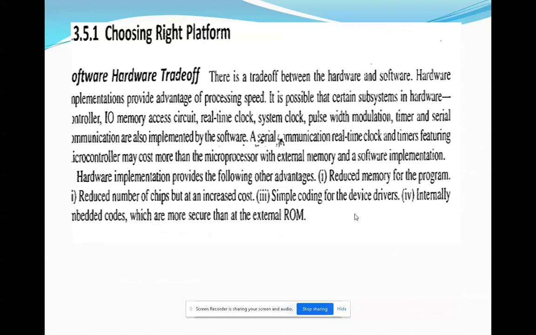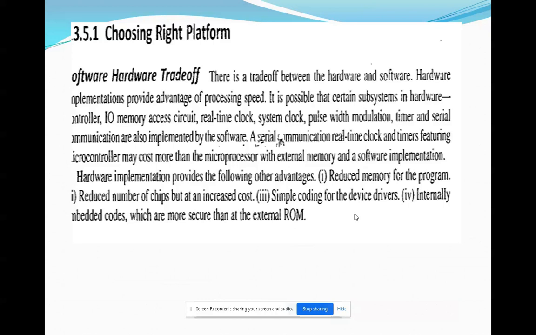Then choosing the right platform. So software and hardware trade off only. So there is a trade off between hardware and software. That is, hardware implementation provides advantages of processing speed. It is possible that certain subsystems in the hardware controller, that is input output access circuit, real time clock, system clock, pulse width modulation, timer, and serial communication, are also implemented by software.